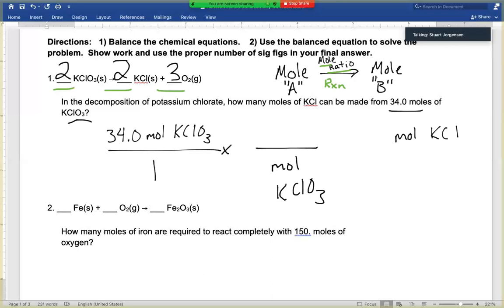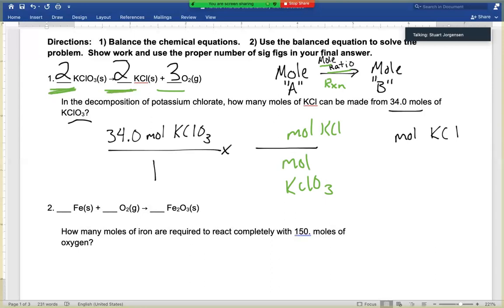We're trying to cancel our moles of potassium chlorate and get into moles of potassium chloride. Well, that relationship comes from the balanced equation. We know that for every 2 molecules of potassium chlorate, we can make 2 molecules of potassium chloride.